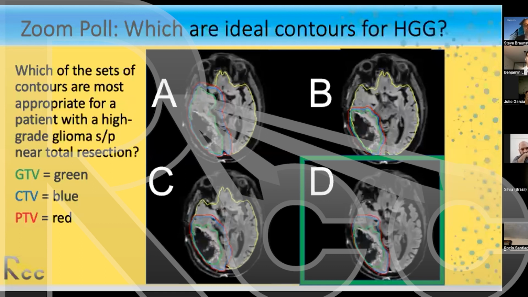Now, going through each of these, on A, it's a little generous. Sometimes it's hard to distinguish whether that region in the right anterior temporal tip is truly hyperintense or not. Again, that I think is challenging. But you can also see that with regard to the CTV in blue, that it's fairly generous. These extend usually 1 to 2 centimeters.